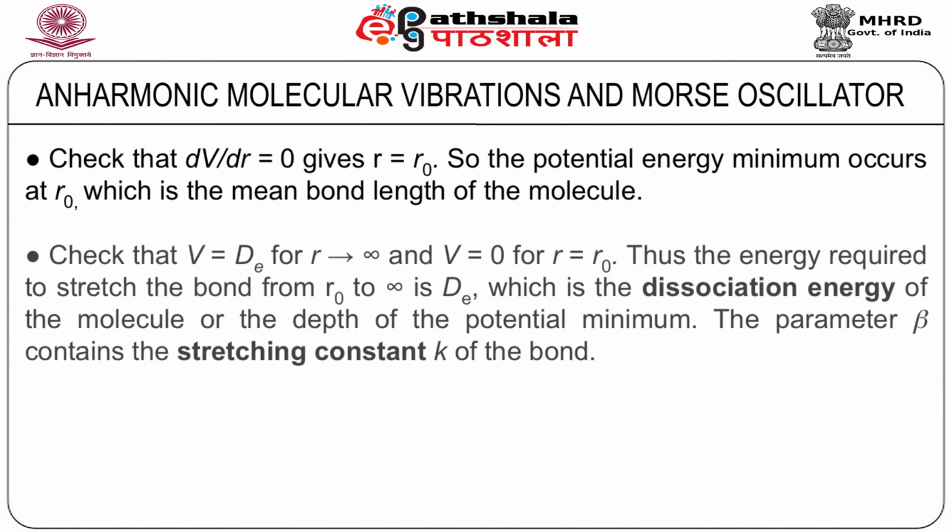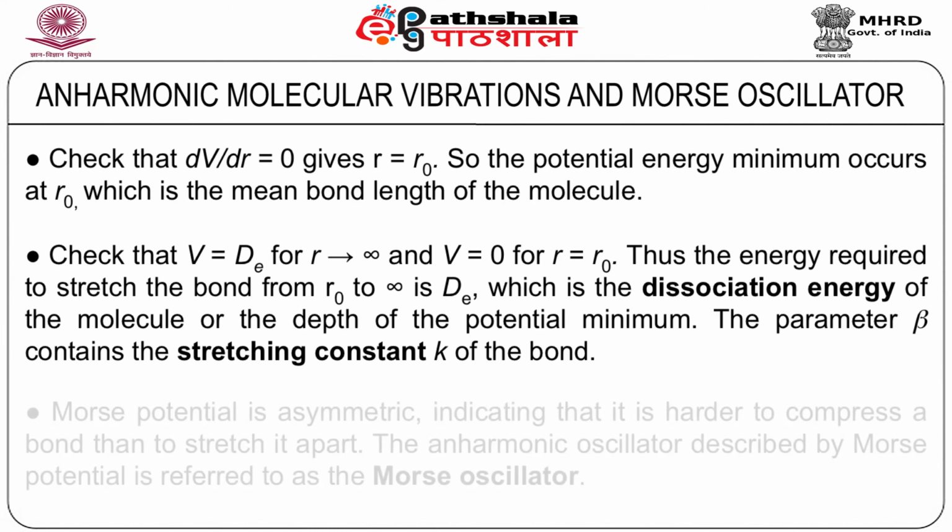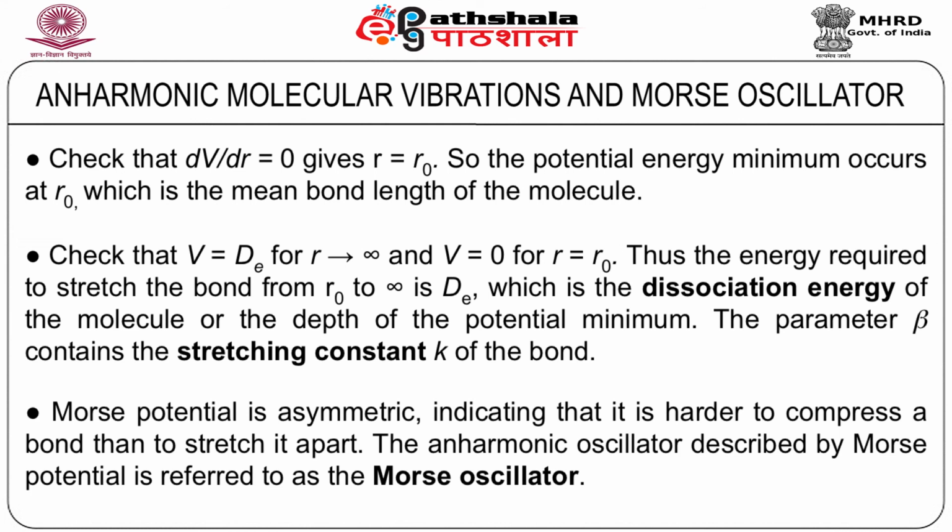The second thing you can check is that V is equal to dE for R tending to infinity, and V equal to 0 for R equal to R0. Thus, the energy required to stretch the bond from R0 to infinity is dE, which is the dissociation energy of the molecule, or the depth of the potential minimum. So the parameter beta contains the stretching constant k of the bond. Now, the Morse potential is asymmetric, indicating that it is harder to compress the bond than to stretch it apart. The oscillator described by the Morse potential is referred to as the Morse oscillator. So all diatomic molecules can be called Morse oscillators rather than simple harmonic oscillators.